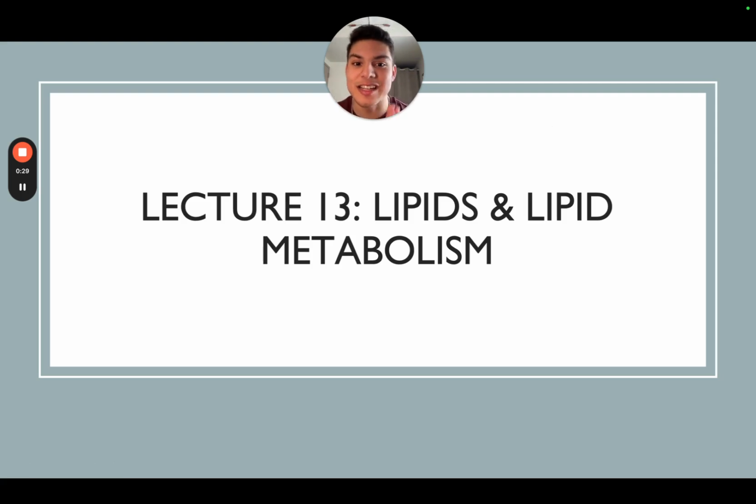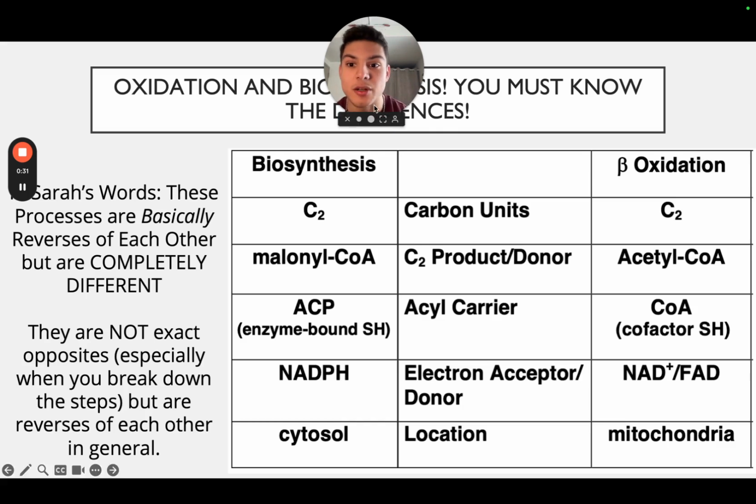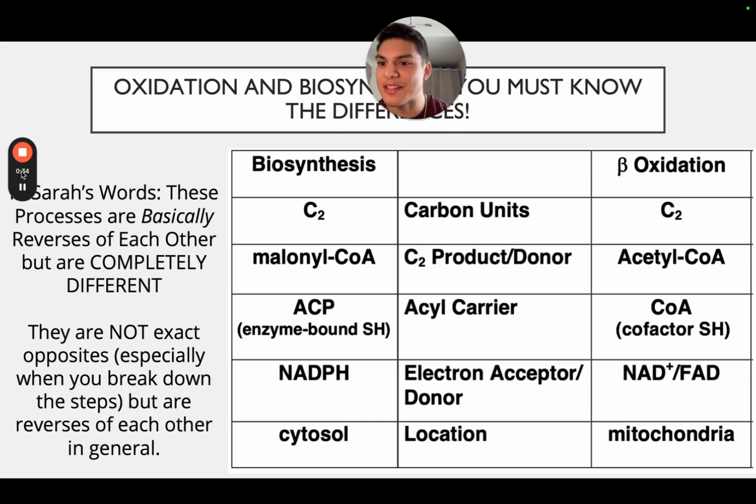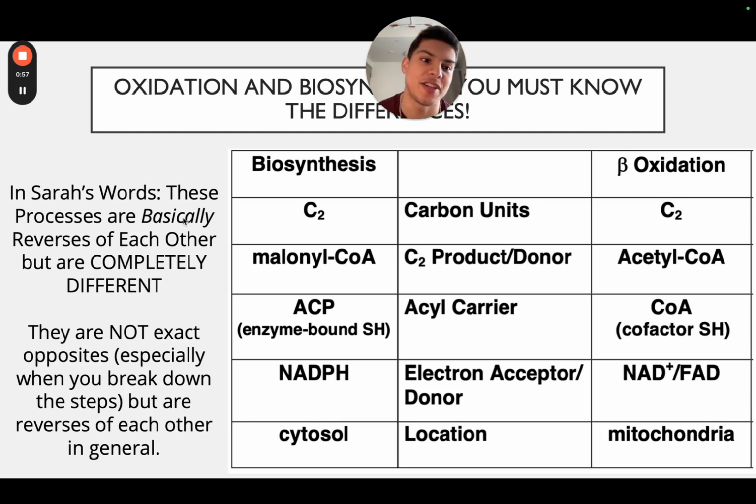So lecture 13 is lipids and lipid metabolism. Basically, this is something I've taken from Sarah's words: these processes where we have breakdown of fatty acids, which is beta-oxidation, and then we have buildup of fatty acids, which is called biosynthesis. These processes are reverses of each other. However, they use different enzymes, so it's not completely reversible. Think of it like those irreversible steps of glycolysis and gluconeogenesis, right? Glycolysis, those 3 irreversible steps, you have to use an alternative enzyme to go the opposite direction. So it's a very similar case in this instance as well.